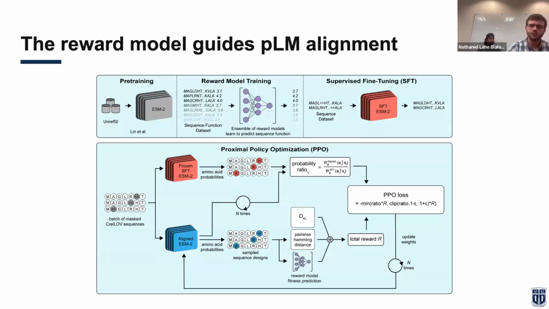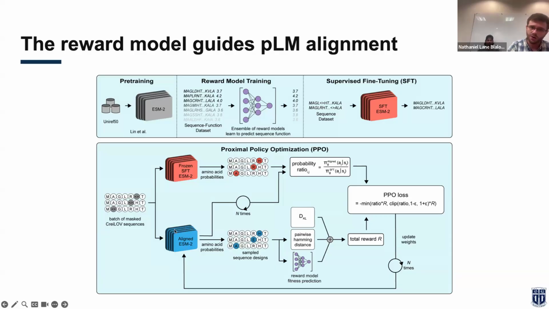And so going back to this two-phase process, in the supervised fine-tuning phase, we use the reward model to explore sequence space, and we identify a small, high-quality collection of high reward sequences. And then when you fine-tune the protein language model on just this handful of sequences, it provides a strong bias to sample amino acids observed in these sequences with high reward. And in the PPO phase, the sequences are sampled directly from the protein language model.